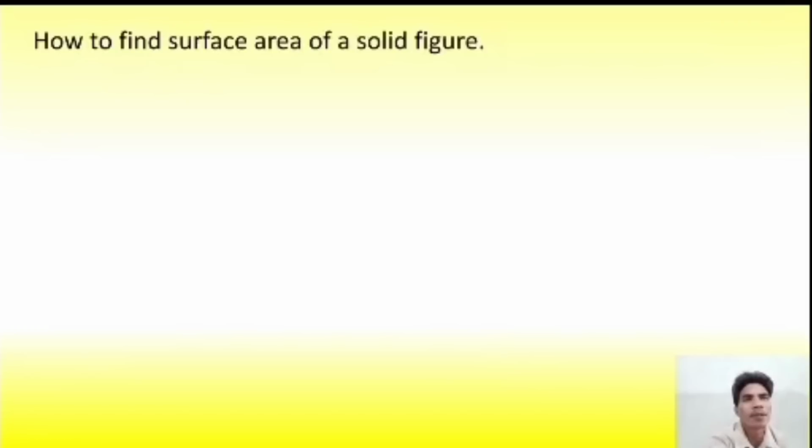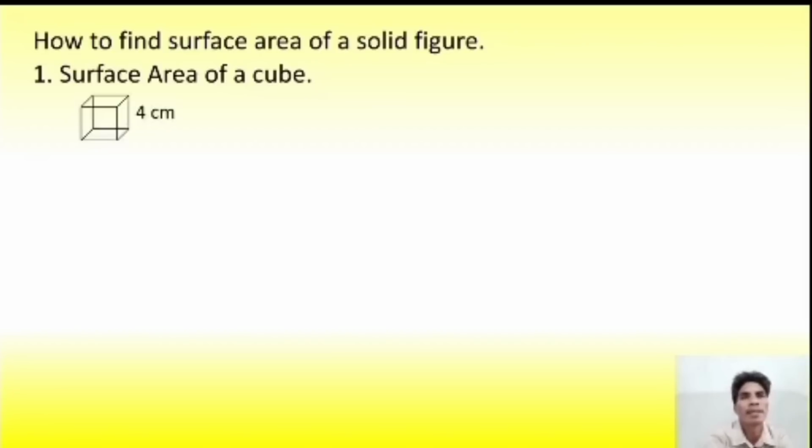So, let us proceed in how to find surface area of a solid figure. So, number one, surface area of a cube. So, how to find the surface area of a cube? So, example, nating cube, we have 4 centimeter. Dahil po ito ay cube, meaning lahat ng face are the same. So, lahat ng side na yan ay 4 cm.